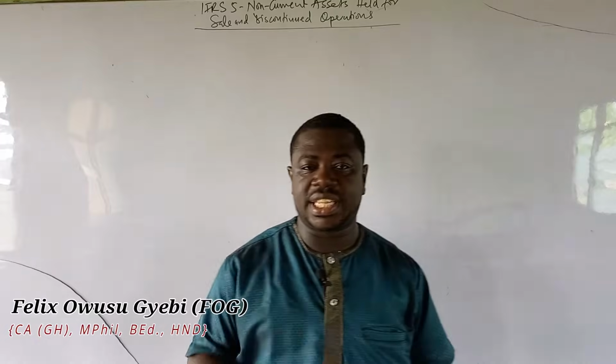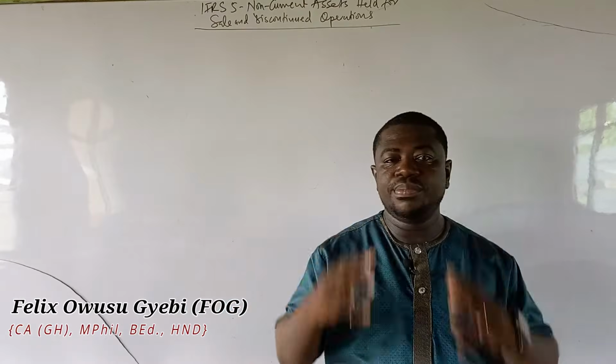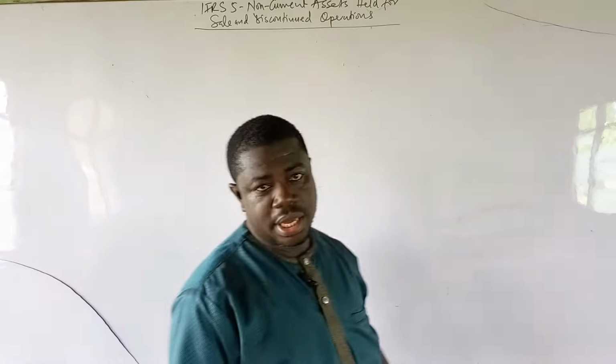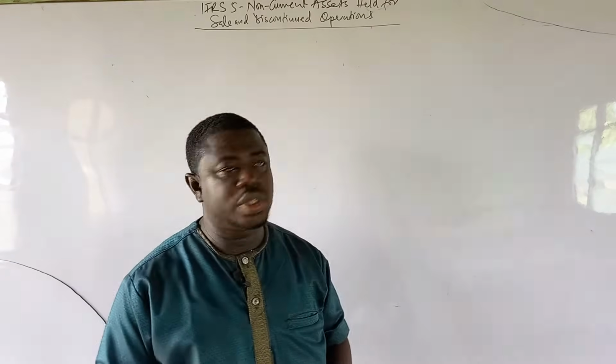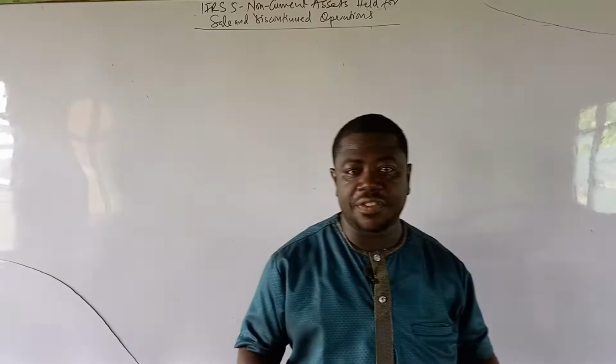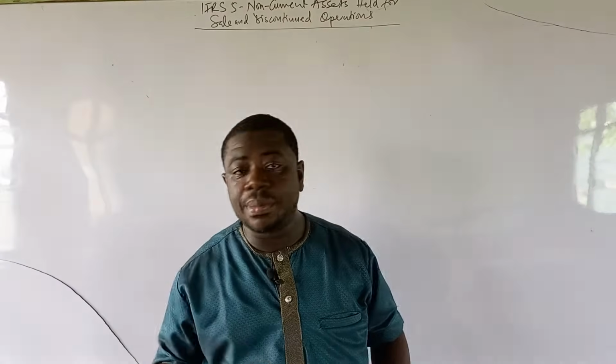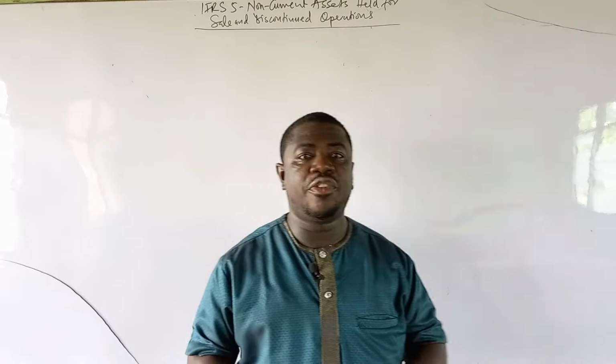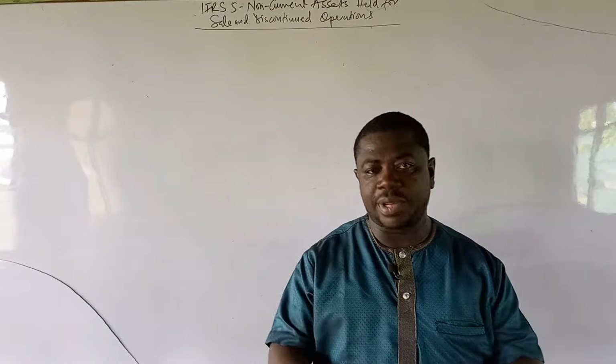Okay. Now, what is the scope of this standard? The scope of this standard is to prescribe the accounting treatment for assets held for sale and how to disclose discontinued operations in the financial statements. Now, what do we mean by assets held for sale? I'll be coming there to define that. But before that, let us look at the exclusions from the standard.